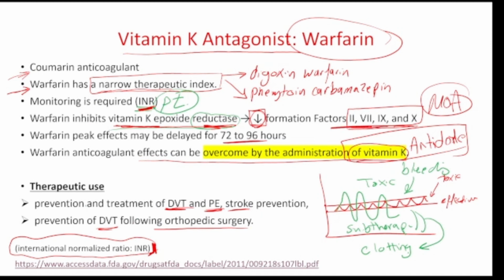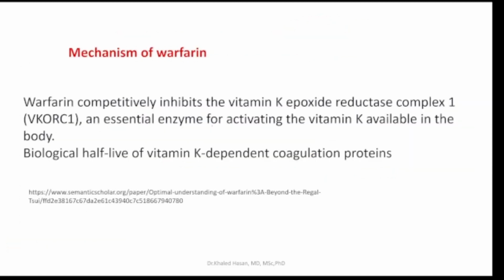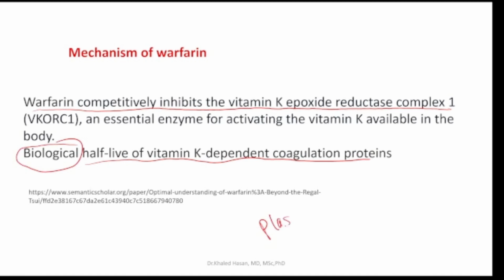Warfarin works by inhibiting four factors by binding to the vitamin K oxide reductase. Mechanism of action: warfarin competitively inhibits the vitamin K oxidase reductase complex. Biological half-life of vitamin K depends on the coagulation protein. So we need to differentiate between biological half-life and something called the plasma half-life.